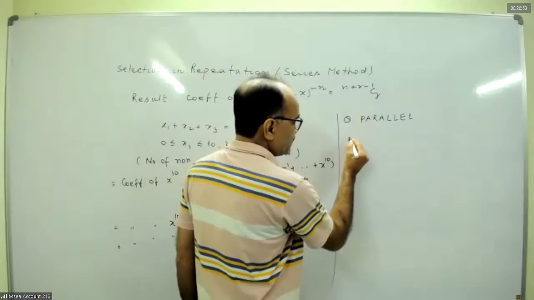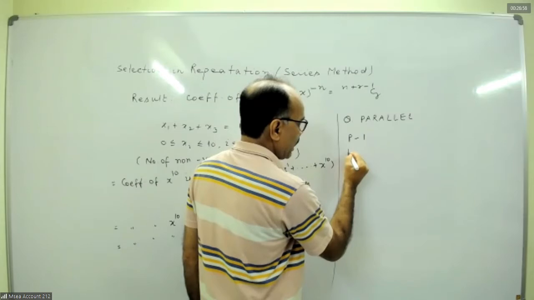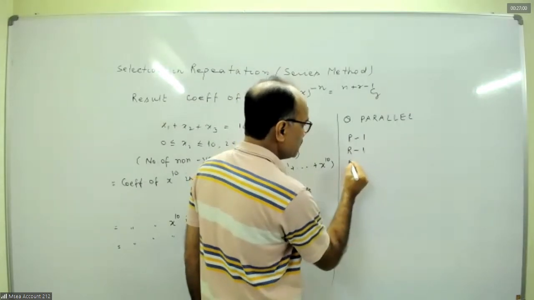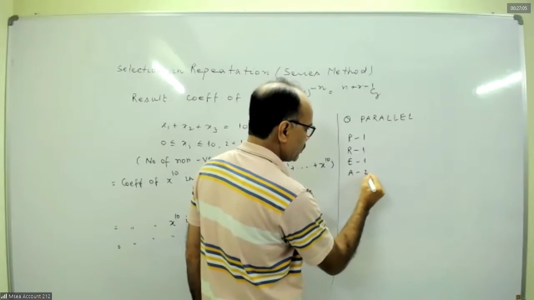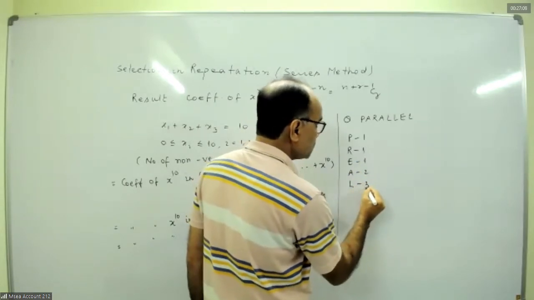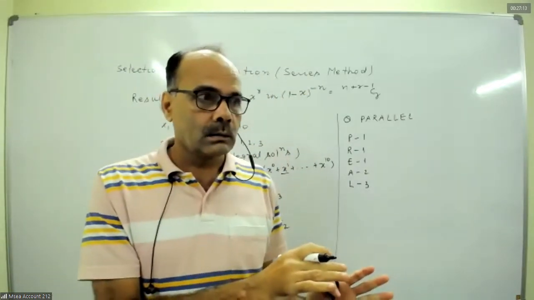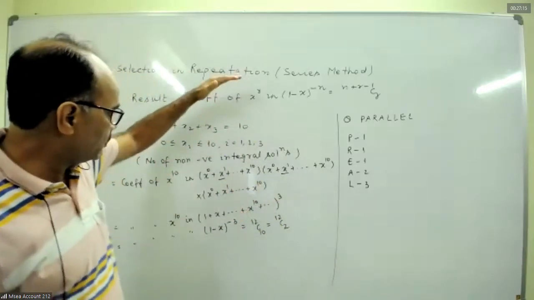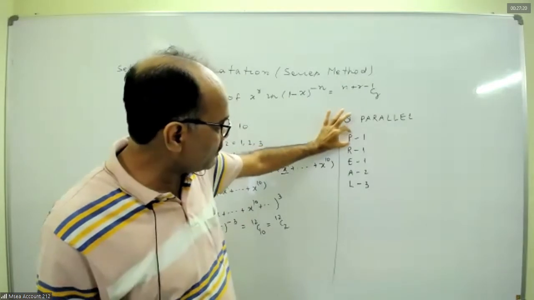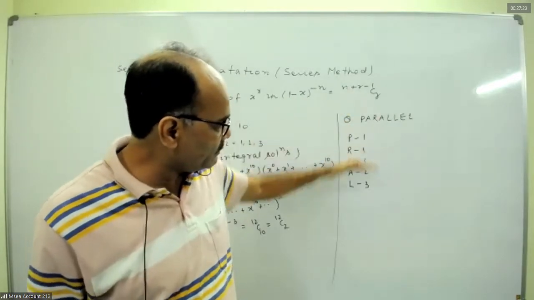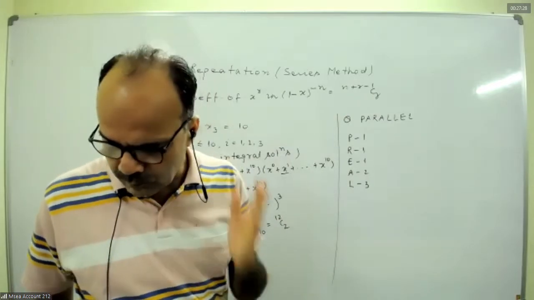How many P's are there here? One R, one E, one A, two L, three. So whenever some of the objects are identical, then we will apply this method. Let x1 be the number of P's selected. How many alphabets do we want to select at a time? Just look at the question, 4 or 5?